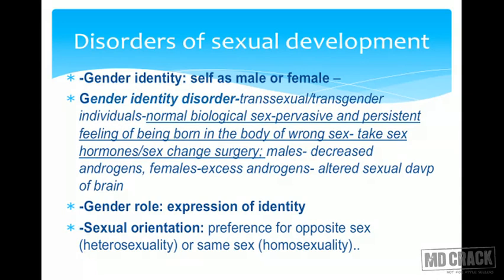In the males, there are decreased androgens in these patients. In the females, there are excess androgens in these patients. And there's altered sexual development of the brain. So this is called gender identity disorder.